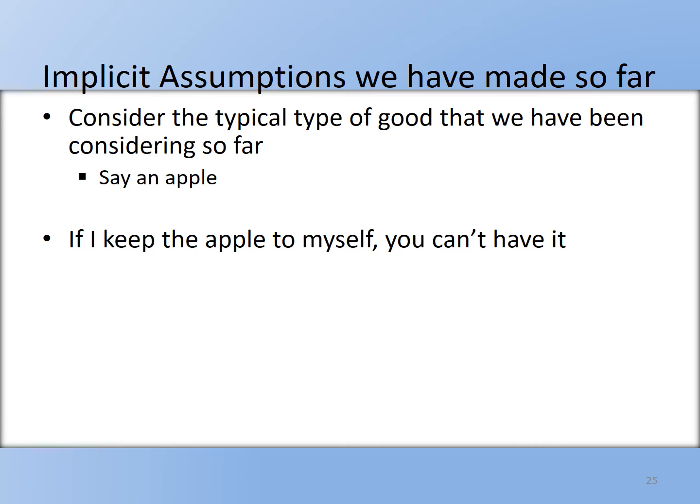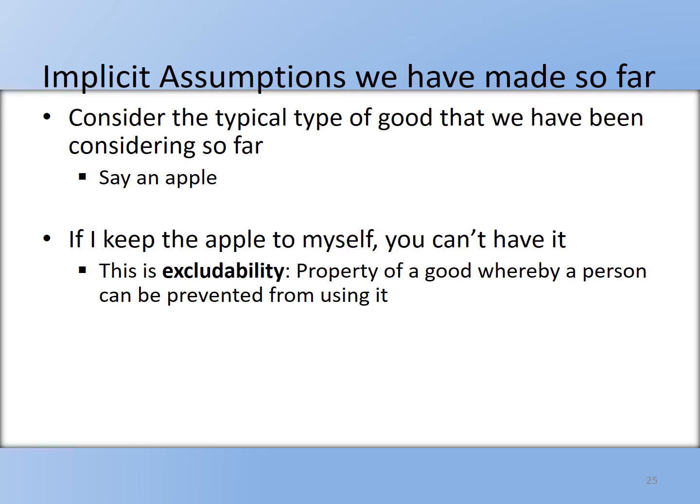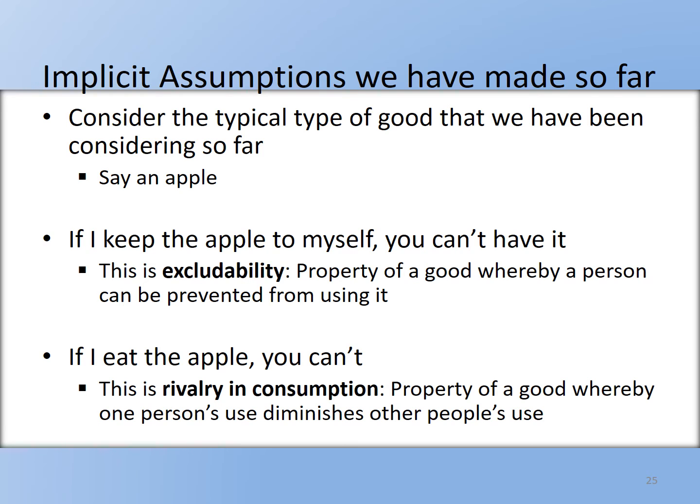Now let's say for a cell phone, right? If I keep the cell phone to myself, you can't have it. It's in my hands. This is called excludability. The property in which a person can be prevented from using it. If I hold it here, you can't use it. That's called excludability. Okay, I can eat my cell phone, but let's say when I'm using my cell phone, you can't use it. So that's called rivalry in consumption. Property of a good whereby one person's use diminishes another person's use, possibly to zero.